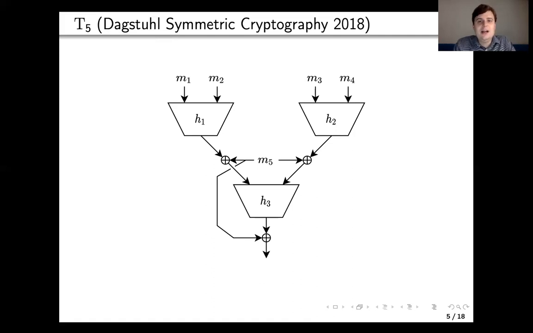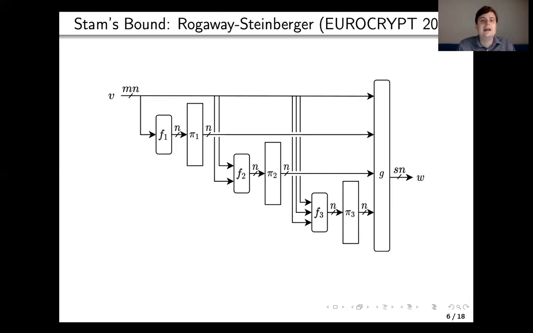Okay, so a question, of course, is, does this construction work? What would the security be? For these styles of constructions, there's actually a general result that shows possibilities, impossibilities, and collision security, preimage security of these constructions. And that is a result known as Stam's bound and proven in a paper by Rogaway and Steinberger.